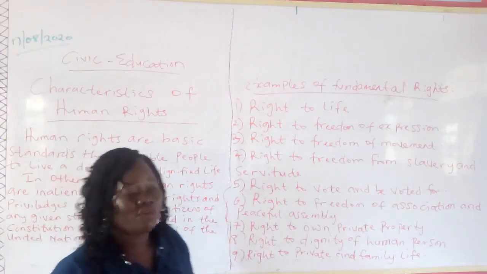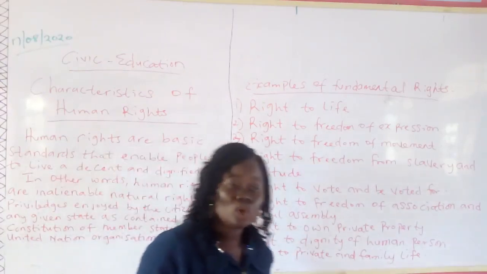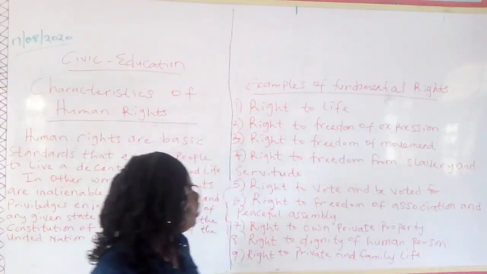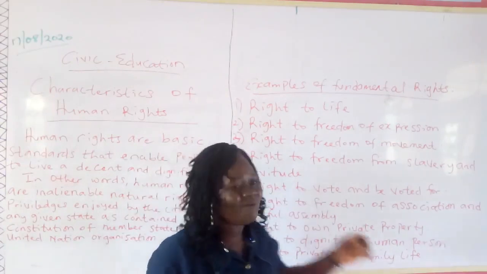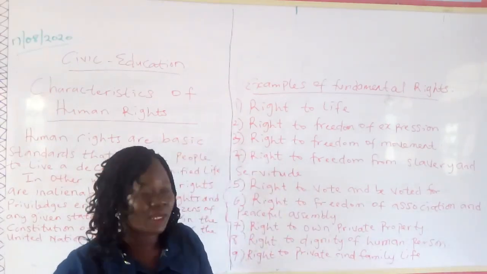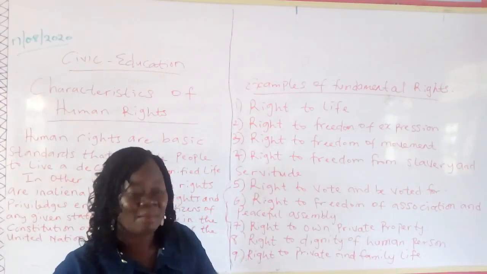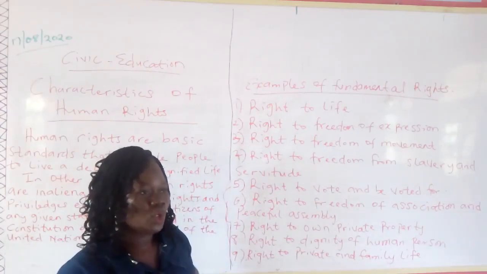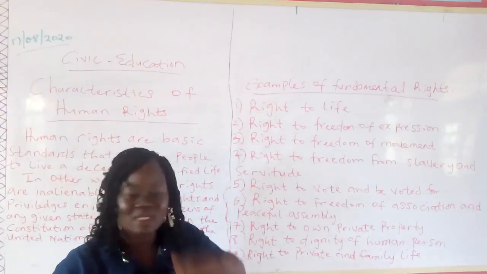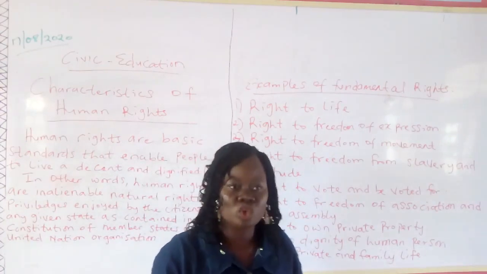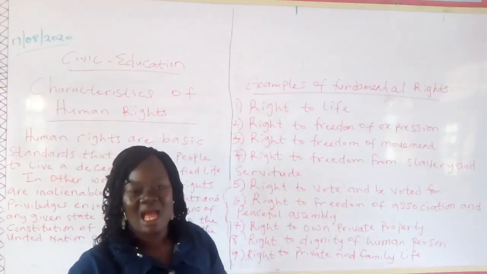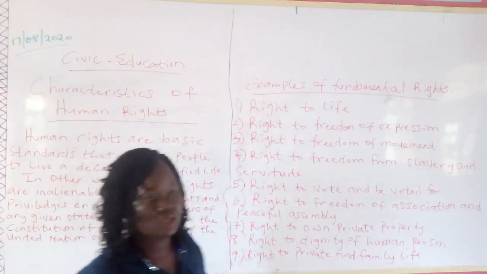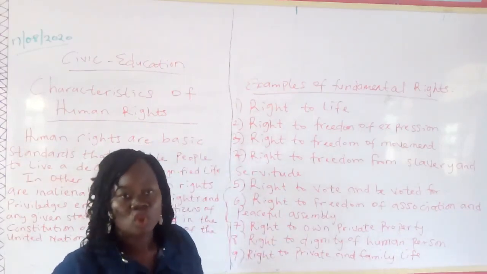Then we also have the right to freedom of movement. I have the right to go to wherever I so choose to, without being denied of. Then we also have the right to freedom from slavery and servitude. What am I trying to say? No one has the power or has the authority to place anybody under them, to put them into slavery, or to make them servants, and deny them of what they are meant to enjoy as human beings.